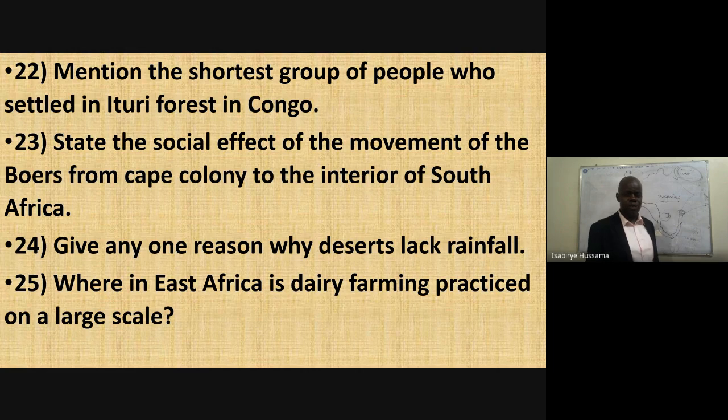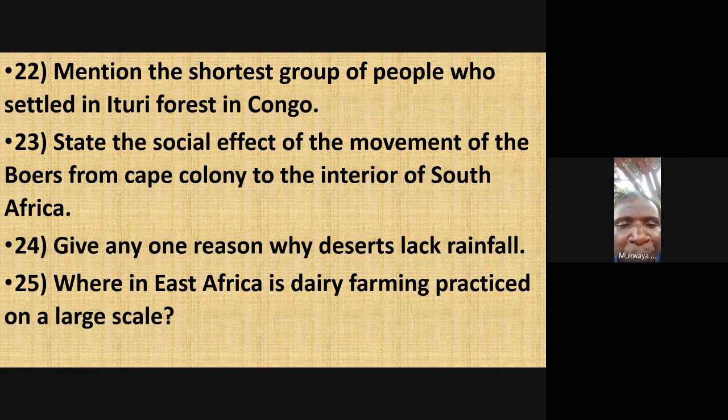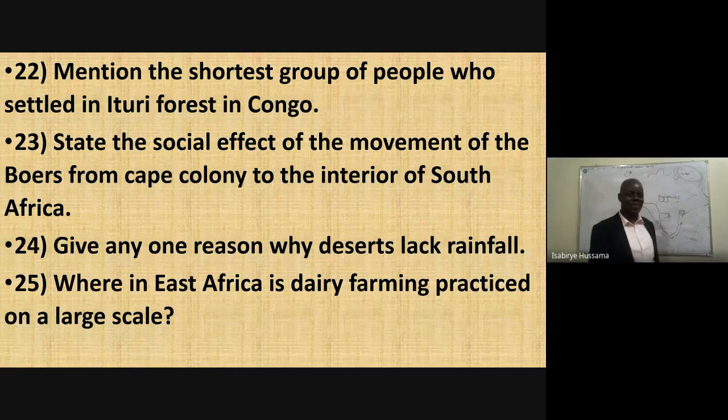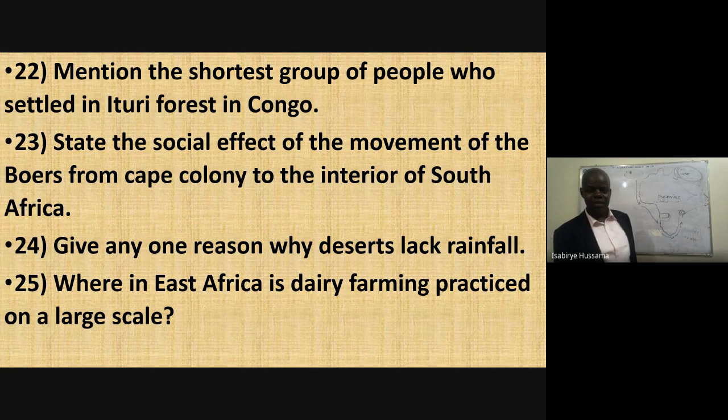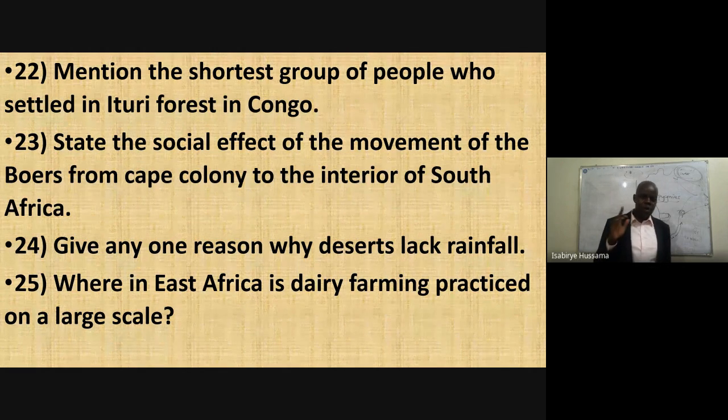Mr. Mkwaya, 23. Okay, it reads: state the social effect of the movement of the Boers from the Cape Colony to the interior of South Africa. Wow, thank you very much. Now, my candidates, we were taught what we call the Great Trek. May I hear from Senkunja Ismail, what was the Great Trek? Meaning of Great Trek?